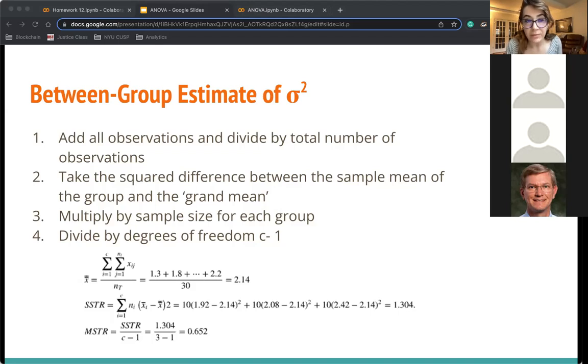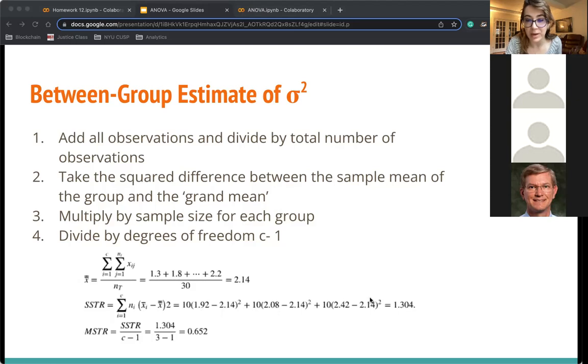So that first step of adding all observations and dividing by the total number of observations, you see that here, if you see my mouse, where we divided by 30. And this is that grand mean, like that X bar with another bar on top of it. And then in step 2, we're taking the square difference between the sample mean, where we just have X bar, minus the grand mean. And we square that here.